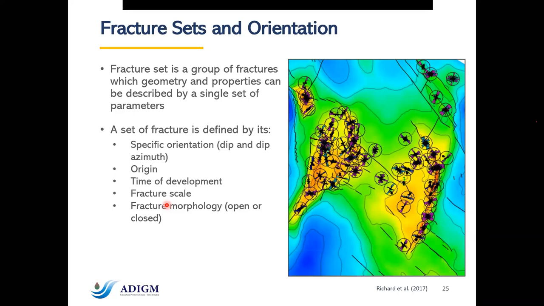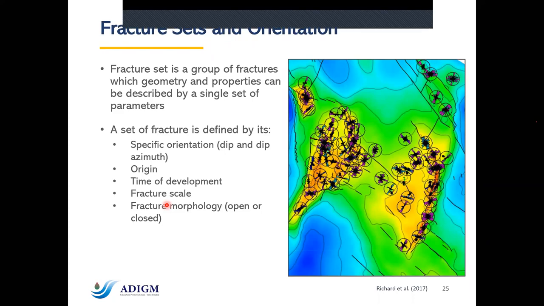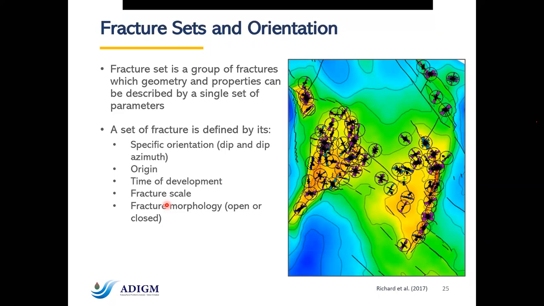Another one is the time of development. Unless it's tied to mechanical stratigraphy, for example, the lower reservoir may have different fracture sets compared to the reservoir above. That we can do. And then there is grouping based on the fracture scale, but this is very uncommon because the current trend is to use a multi-scale analysis. The meaning of multi-scale analysis is combining the fracture information from different measurement tools, from core, seismic, or even SEM or thin sections, into one.